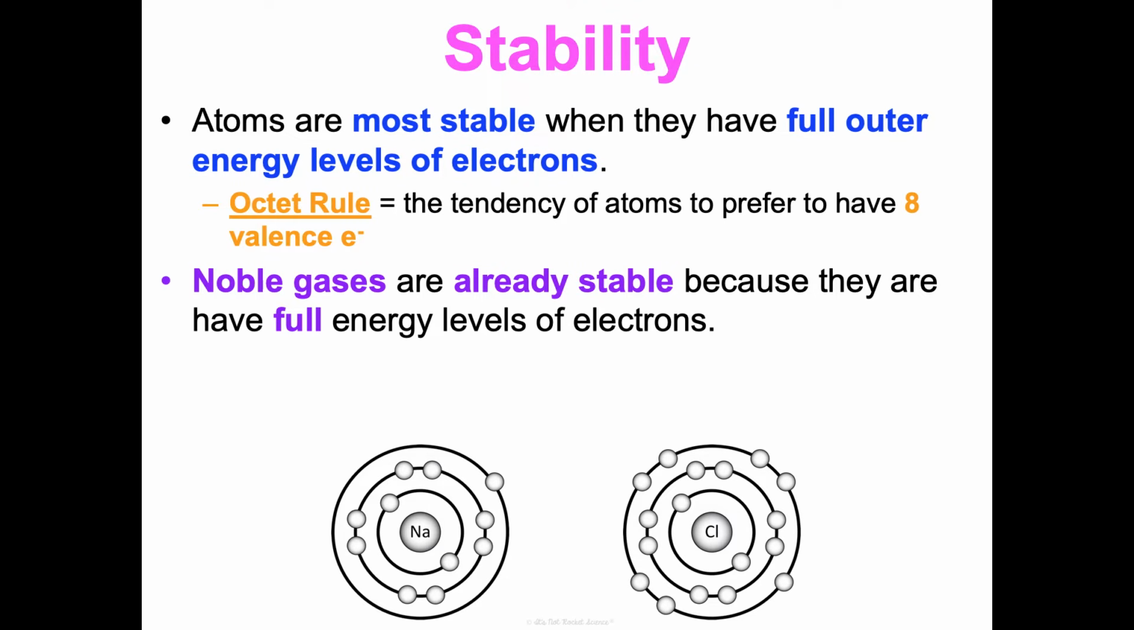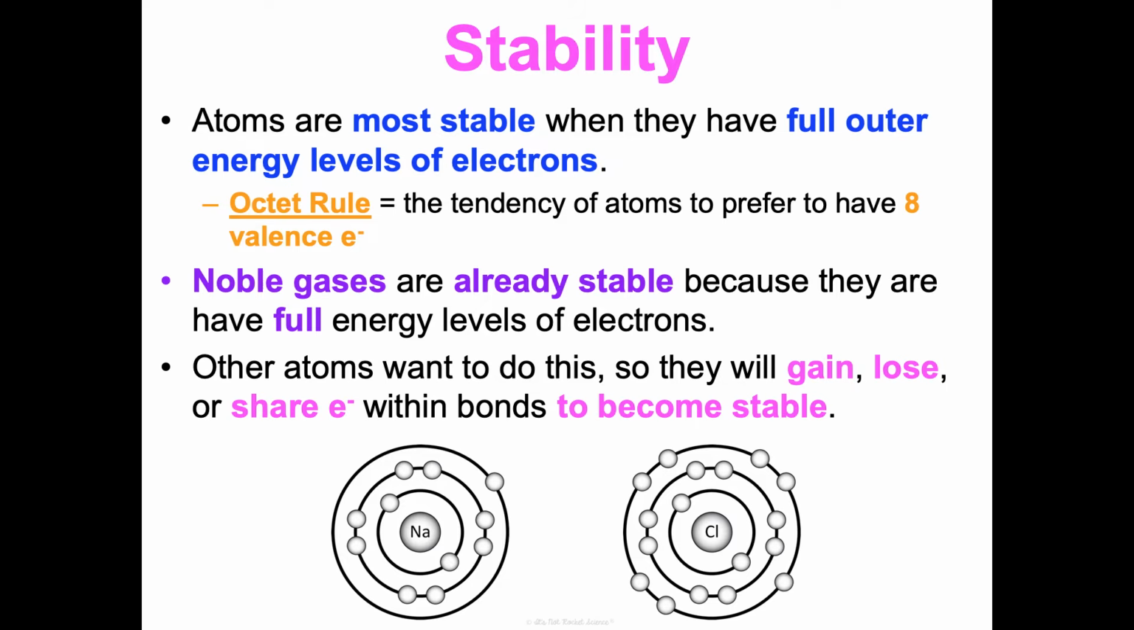Now, think about the noble gases. They're in group 18. They are already stable because they have full energy levels of electrons already. So they're not very reactive. They're not going to form bonds readily because they don't need to. They're already stable. But other atoms want to be like those noble gases. So they're going to gain, lose, or share their valence electrons in bonds in order to become stable. And again, we have a whole unit coming up on this, but I have to introduce this now because we're talking all about the electrons, and electrons are what is doing this.